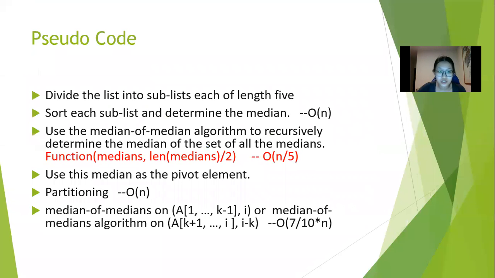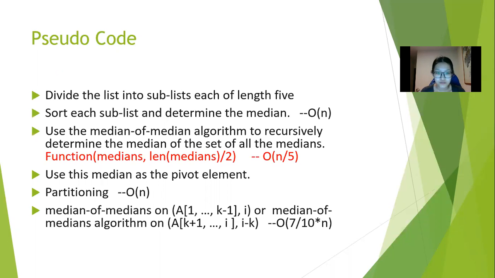Okay, so let's start. First, we divide the list into sublists, each of size 5. We sort each sublist and determine the median. That's O(n) because the time we spend sorting each sublist is 5 log 5, and there are n divided by 5 sublists like that. So it's n times log 5, which is just O(n) because it's n times a constant.